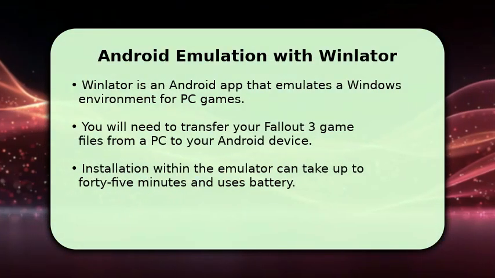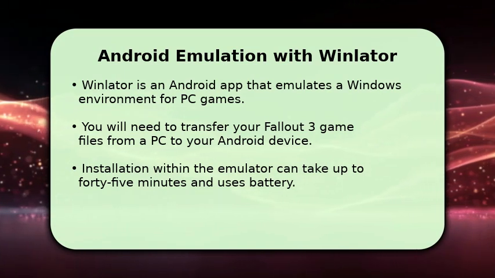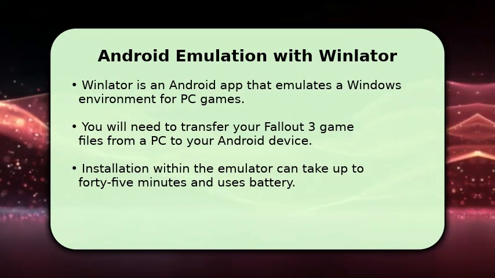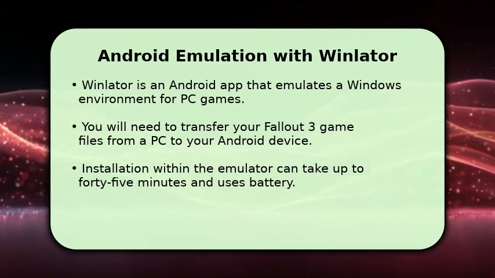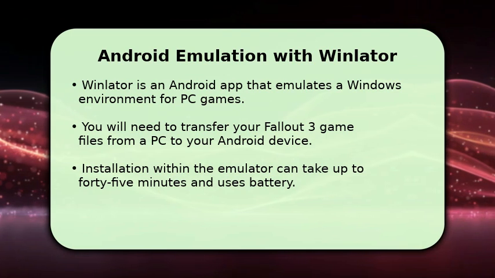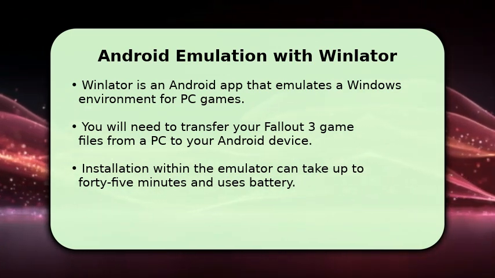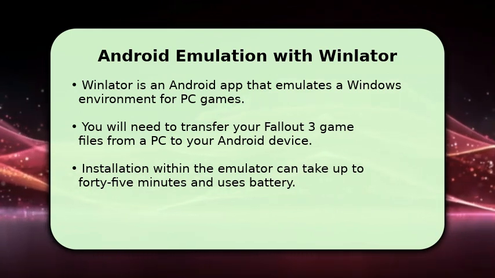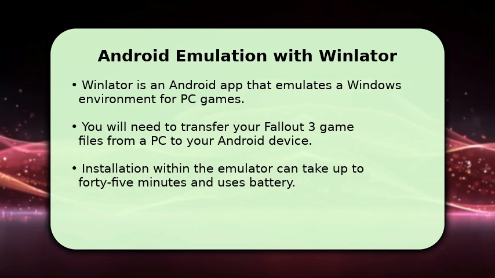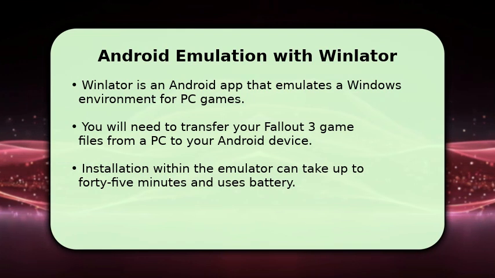For Android users seeking a more direct approach, emulation with apps like Winlator is an option. This application creates a virtual Windows desktop on your phone, allowing you to install and run the PC version of Fallout 3. You'll need to copy the game's installation files to your device. While it offers a truly local experience, expect the process to be a bit more involved. A powerful processor, like a Snapdragon 8 Gen 2 or better, is recommended for playable frame rates.